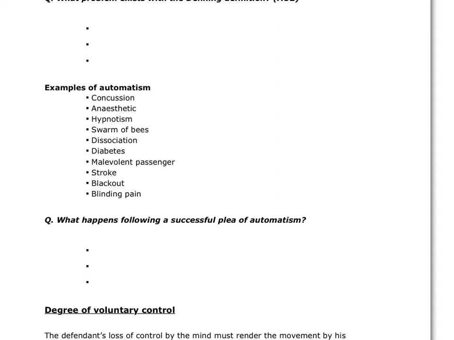The malevolent passenger would be if you're driving and your passenger suddenly starts to attack you, which causes you to cause a crash or a road traffic offence. That would be an external cause, bringing on a malfunctioning of the mind. Stroke, blackout, blinding pain. So that's it really. Those are the examples you're likely to see in the exam where D might want to raise automatism rather than insanity, because those are caused by an external matter.